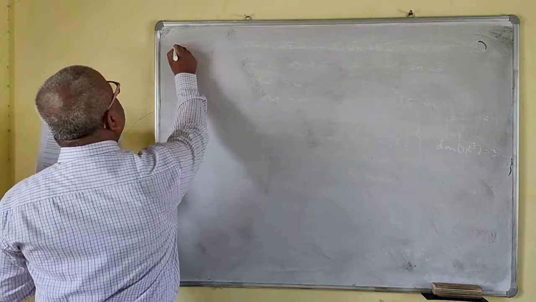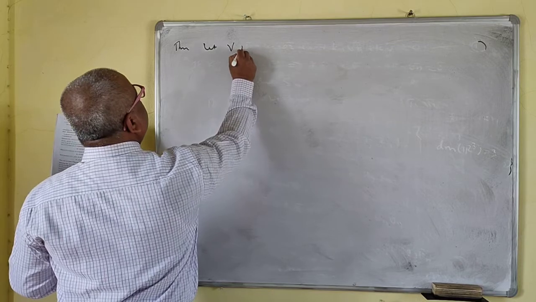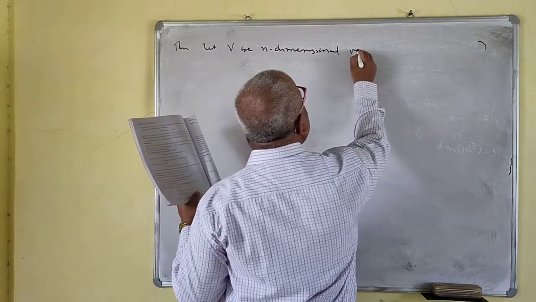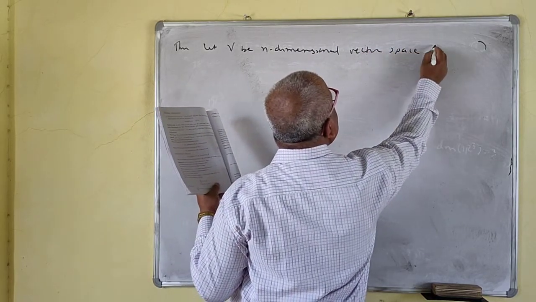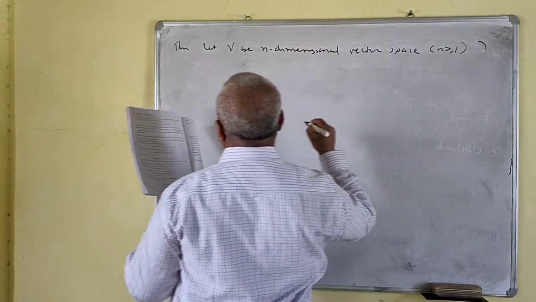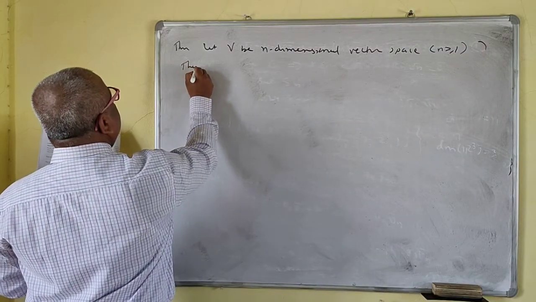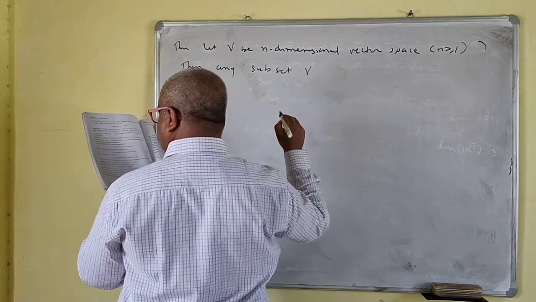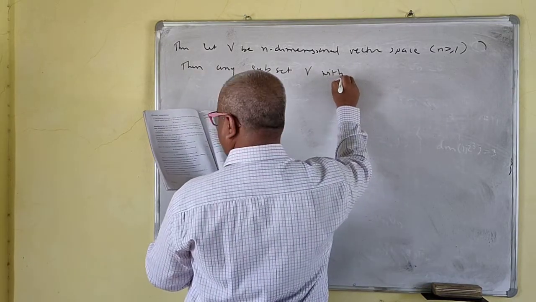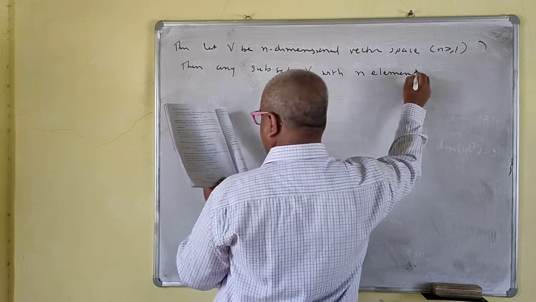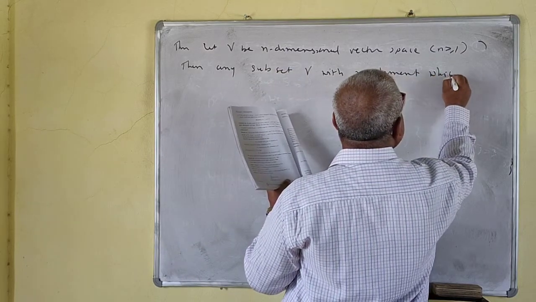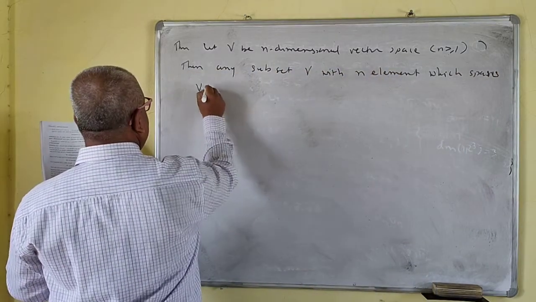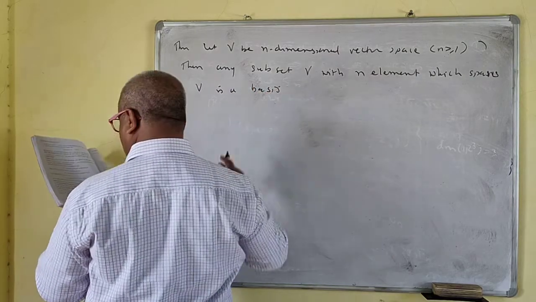Okay, so again the theorem: let V be an n-dimensional vector space with n greater than or equal to 1, then any subset of V with n elements which spans V is a basis.